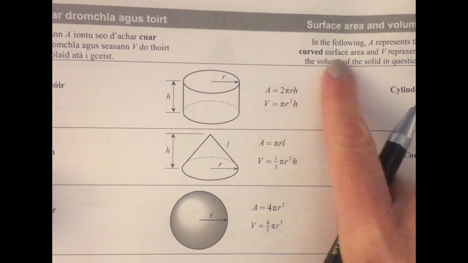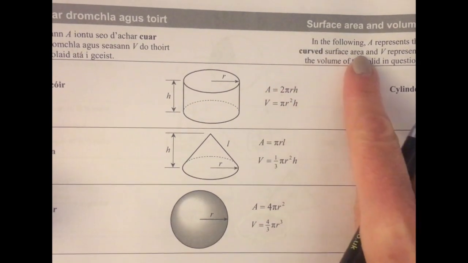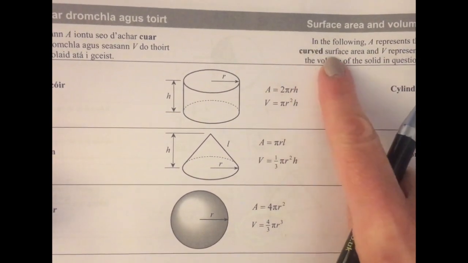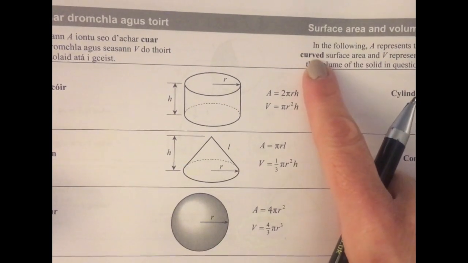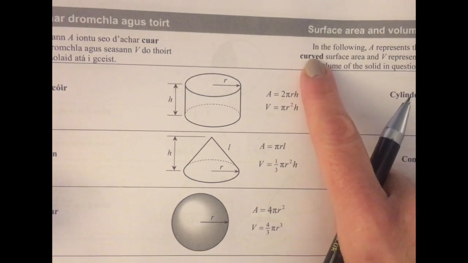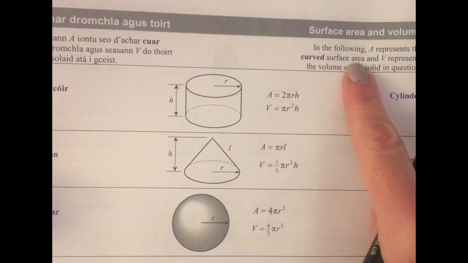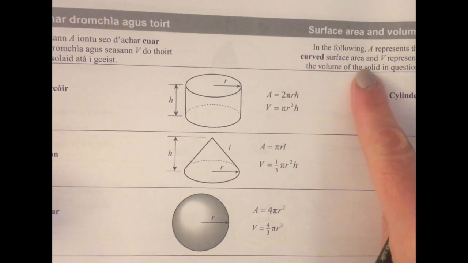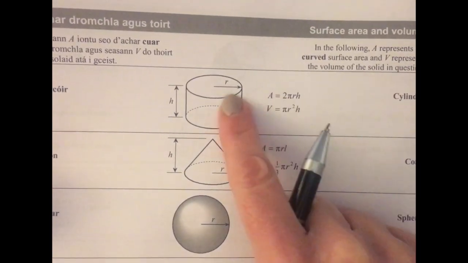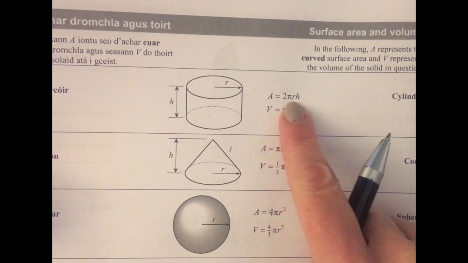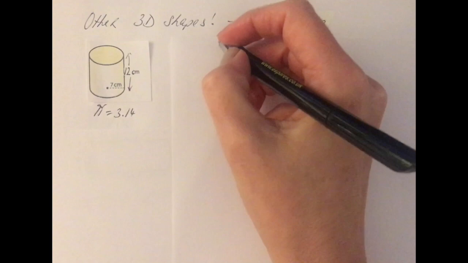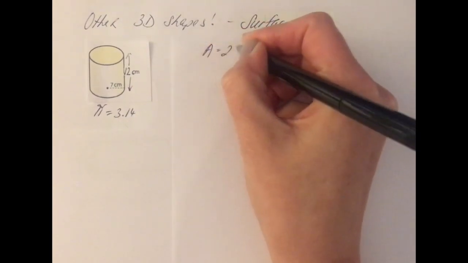Now be very careful, read up here, this is very important. In the following, A represents the curved surface area. Okay, that's not the total surface area, it's just the curved part, all right? So I'll talk about that in a bit more detail. V represents the volume, but A is just the curved surface area. So let's just take this down and then I'll talk about it in more detail. So A equals 2 pi r h is the curved surface area.